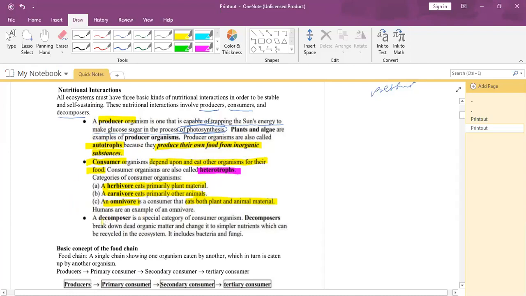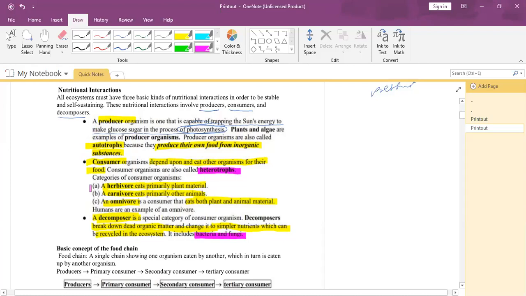And then the third category is the decomposers. A decomposer is a special category of consumer organism. The key word is they break down dead organic matter and change it into simpler nutrients, which can be recycled in the ecosystem. So they break down substances, and then they release the nutrients back into the environment or into the soil to be reused. So almost like recycling. Examples of this would be bacteria and fungus.